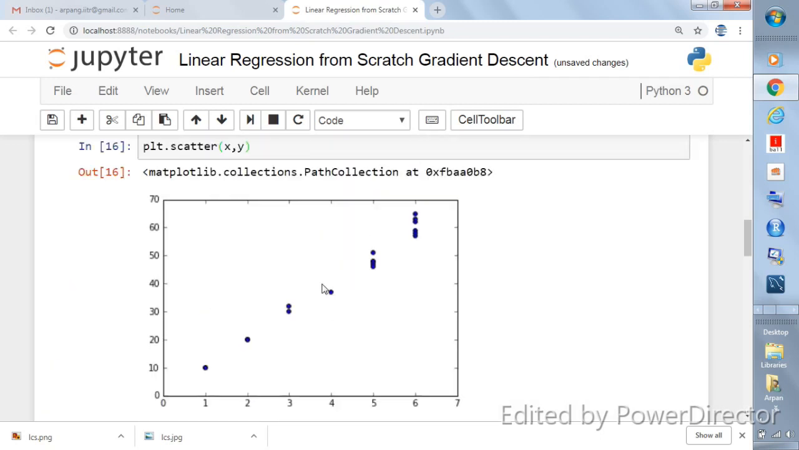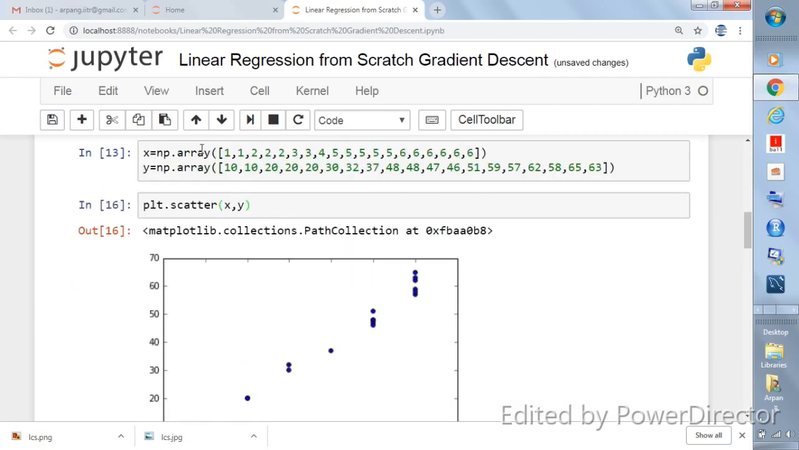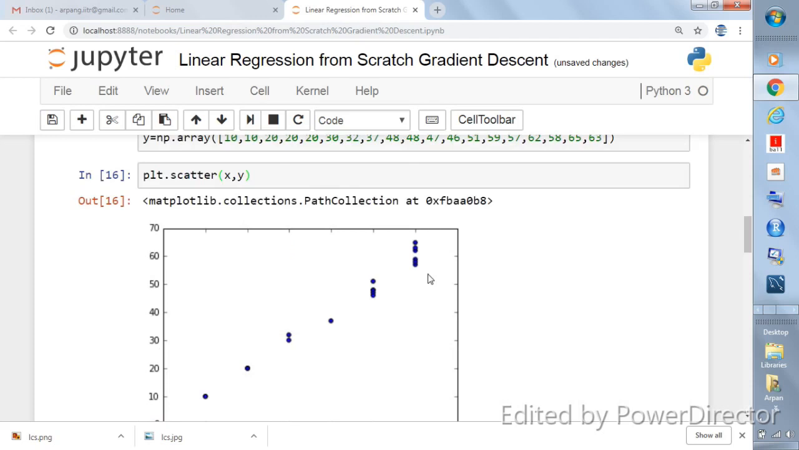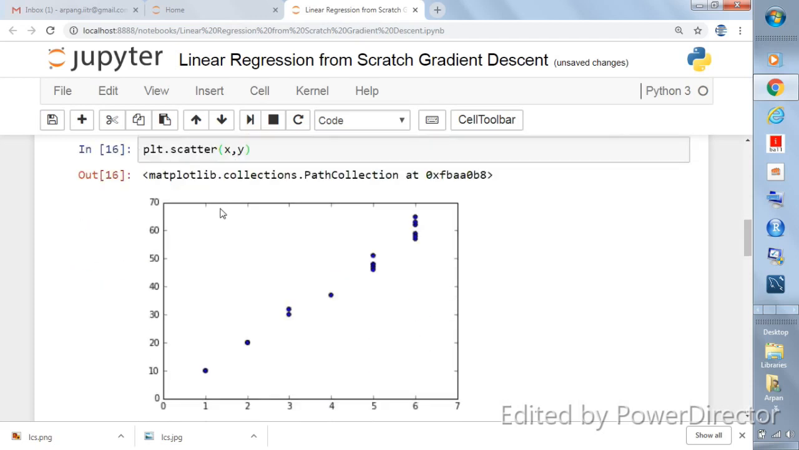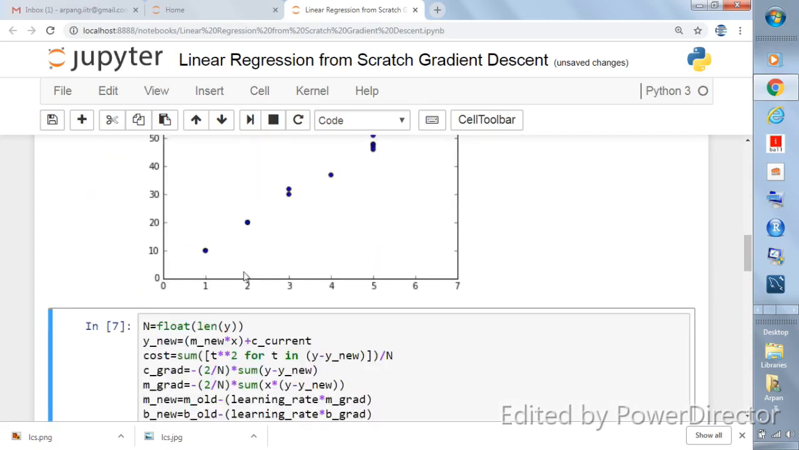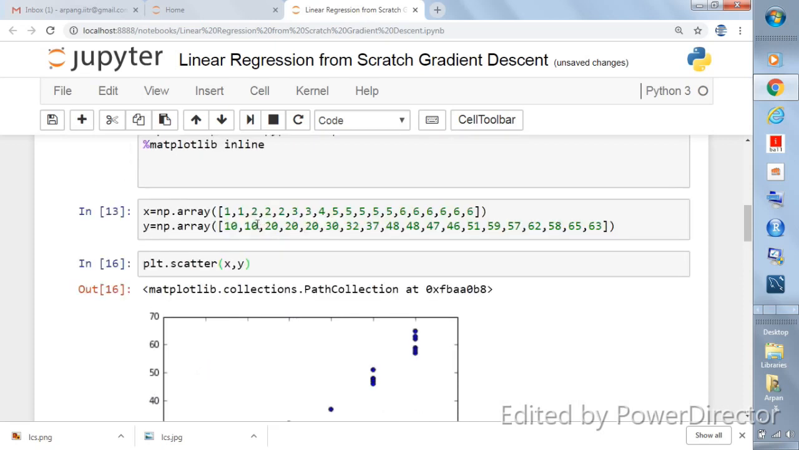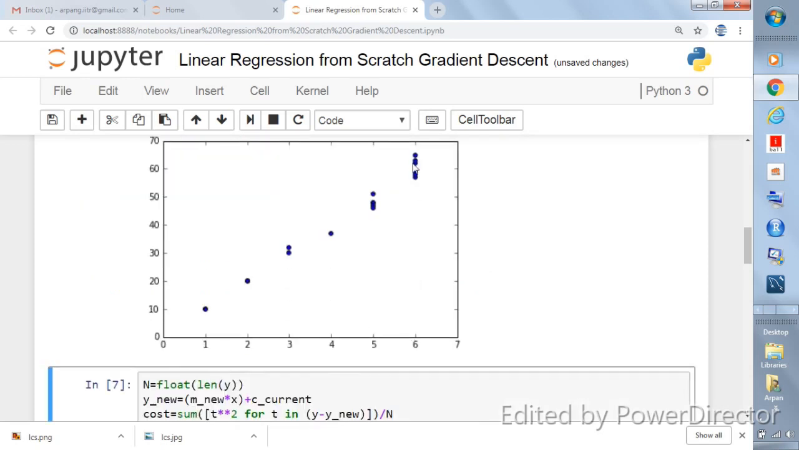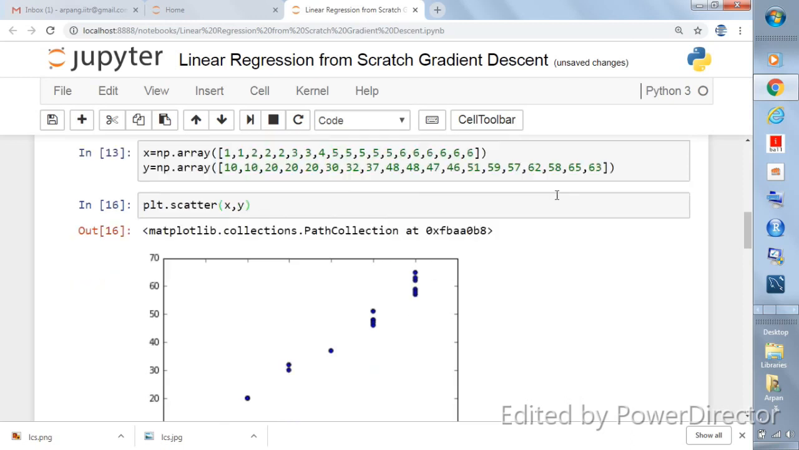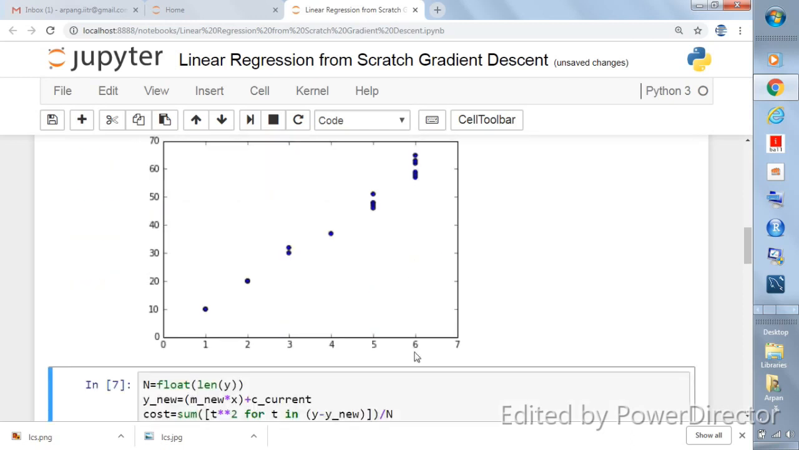Now we have the values. We see x ranging from 1 to 6 on the x-axis, and for the corresponding x we have y. For x equal to 1, y is equal to 10. For x equal to 2, y is something more than 20. For x equal to 6, we have something around 63. We have a number of values at 6, and for all these we have values like 59, 57, 62, 50. That's why for a given point in x we have different values in y.